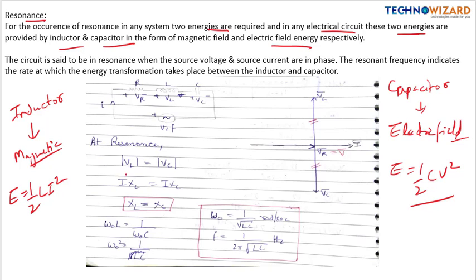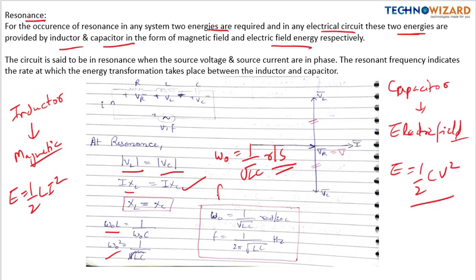So at resonance, the voltage across inductor and the voltage across capacitor will always be equal in magnitude, and we know that VL is equal to I XL, current into inductive reactance, which is equal to VC, current into capacitive reactance. So I can say at resonance, XL is equal to XC, that is inductive reactance is equal to capacitive reactance. We know that XL is equal to omega naught L, and XC is equal to 1 upon omega naught C. From here you will get omega naught, the resonant frequency, which is equal to 1 upon root LC. This will be in radian per second.